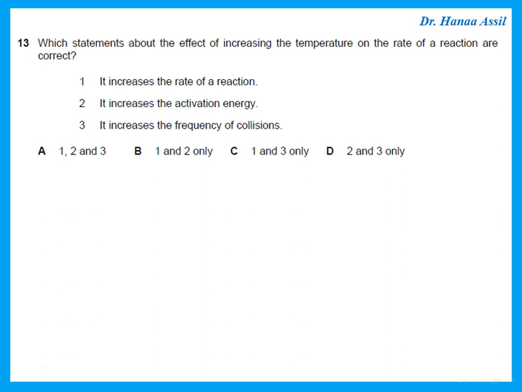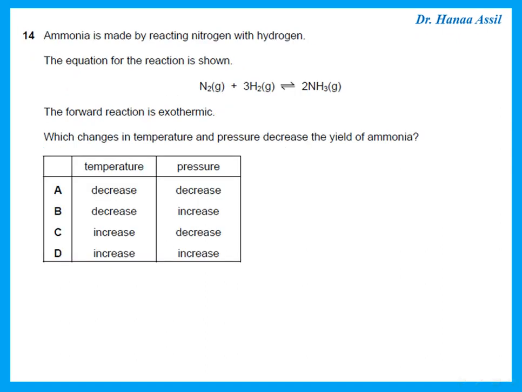Which statements about the effect of increasing the temperature on the rate of a reaction are correct? So if I increase the temperature, it increases the rate? Yes. It increases the activation energy. Remember, the only thing that will affect the activation energy is a catalyst. We said the catalyst lowers the activation energy. What the temperature does is that it gives the particles more energy, so more particles will have energy higher than activation energy. But I did not change the activation energy itself. It increases frequency of collisions, yes, because particles will move faster, so there will be more frequent collisions, so it is 1 and 3.